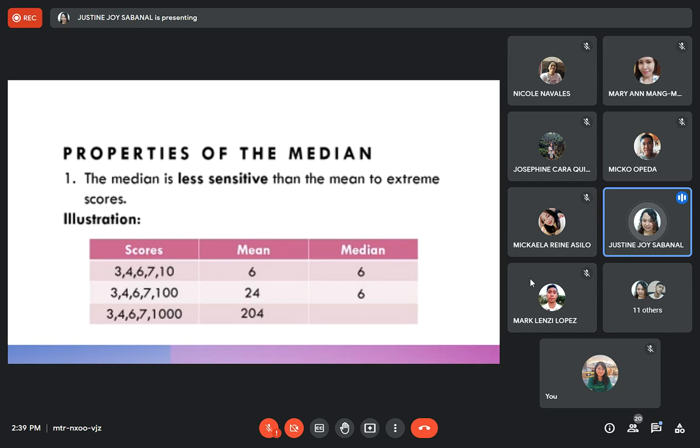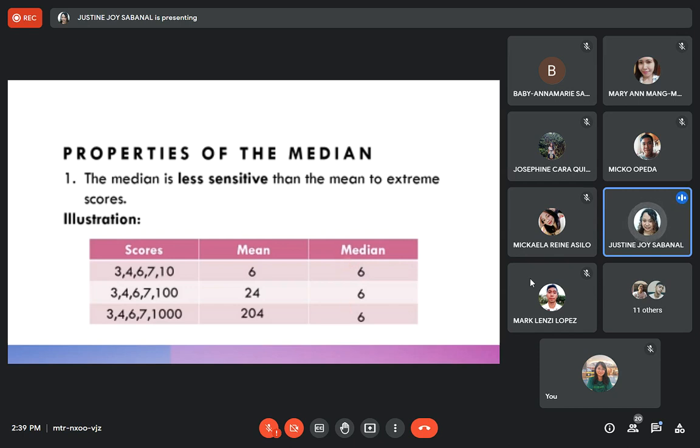5 pa rin yung information na yan. 6 pa, 6 din pa din po. Okay. So, yun yung sinasabi natin. Kasi dito, yung 101,000, ito po ay kina-classify na natin as extreme scores, kasi sobrang layo nga sa 3, 4, 6, 7 na mga naunang information. So, yung mean, affected, nagkakaroon ng changes sa mga value niya, pero yung median po ay nare-retain.